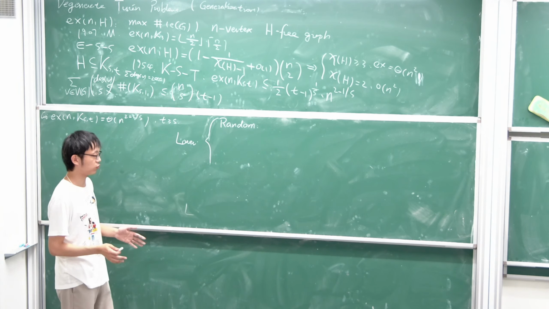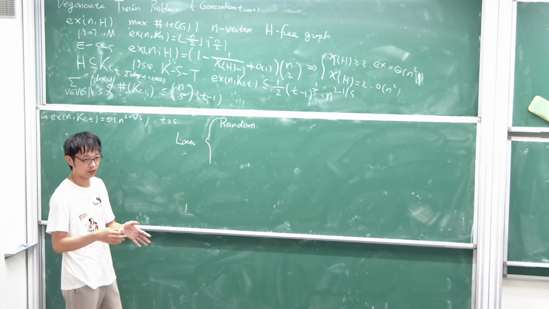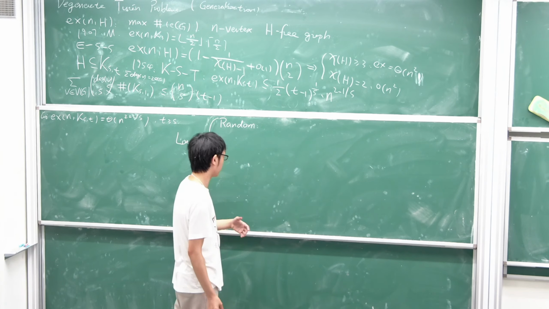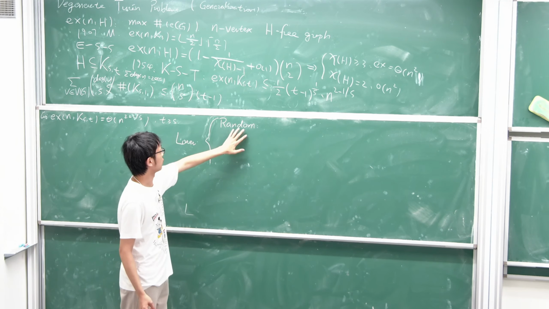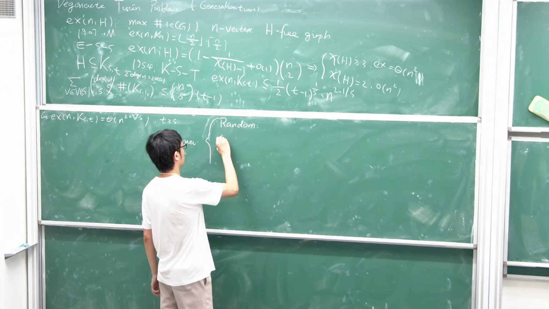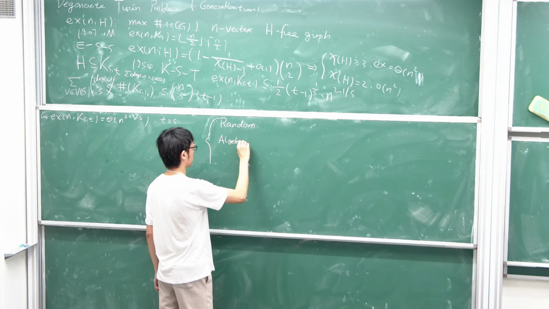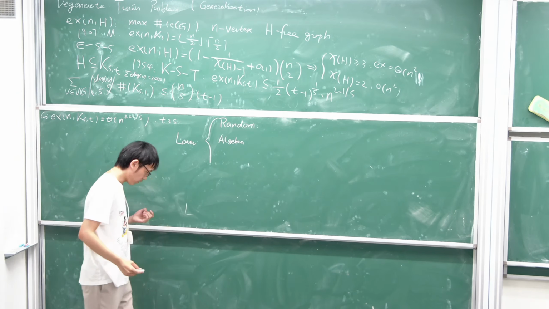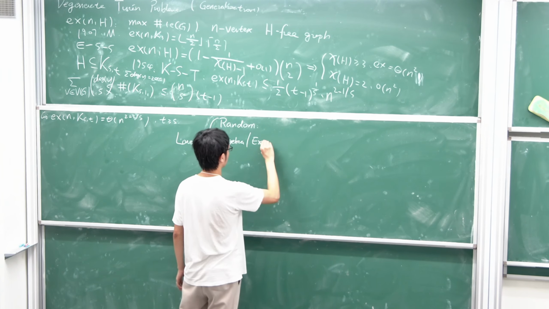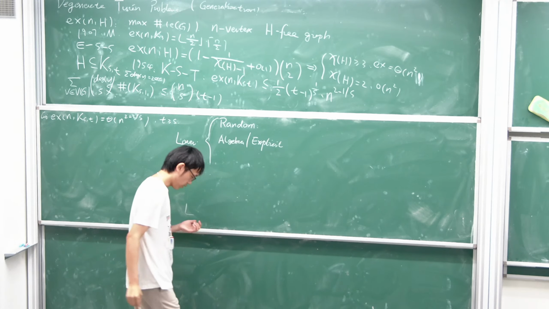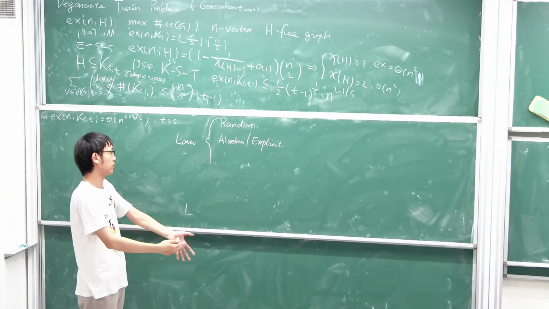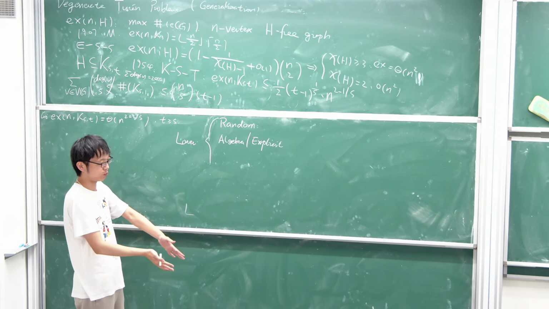And then you need to check that the number of remaining vertices and the number of remaining edges is enough. So this is usually the random or probabilistic method. And there are also some algebraic constructions, or sometimes we say explicit constructions, where you can directly tell people what the graph looks like.